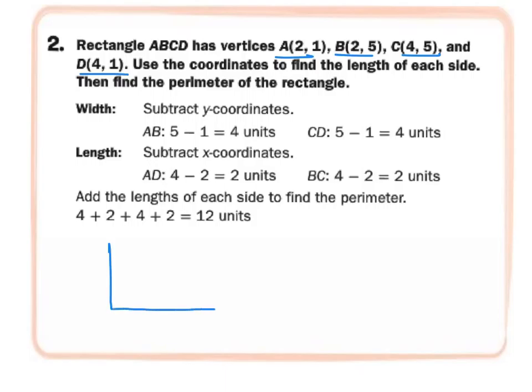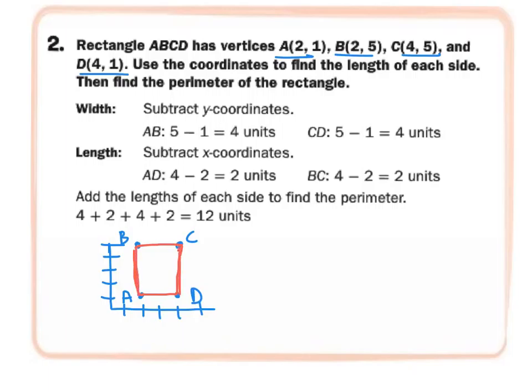Okay, the highest I go is 5. So 1, 2, 3, 4, 5. 1, 2, 3, 4, 5. So 2, 1 is A. 2, 5 is B. 4, 5 is C. And 4, 1 is D. Okay, and now I'm going to connect these points, and you see that it makes a rectangle.